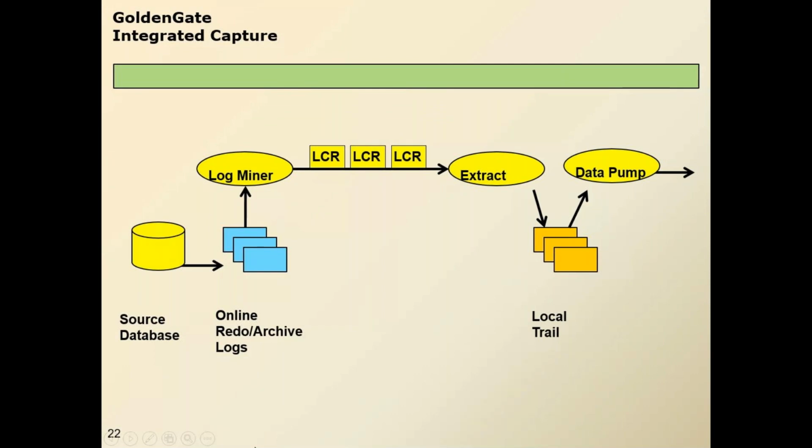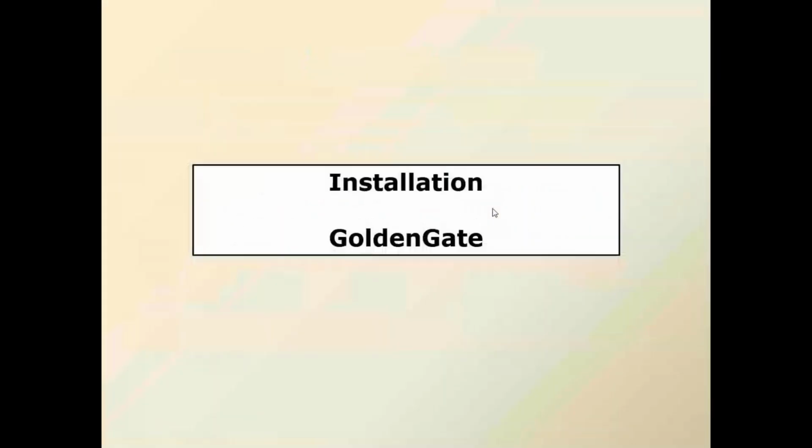Okay, is that clear? So the difference between integrated and classic is, in the classic one, the extract process establishes the connectivity directly with the database. However, in case of the integrated one, it does not do it directly. There is one layer of log miner in between. Log miner passes on the changes to the extract process in the form of LCRs.